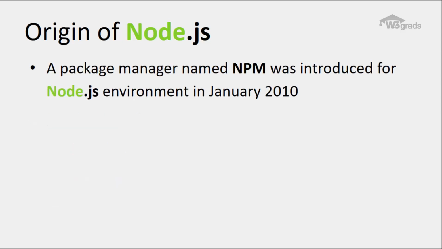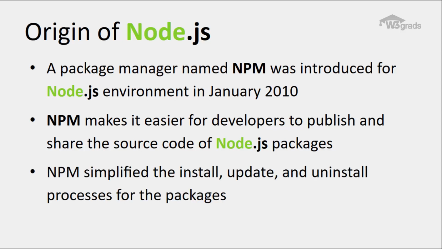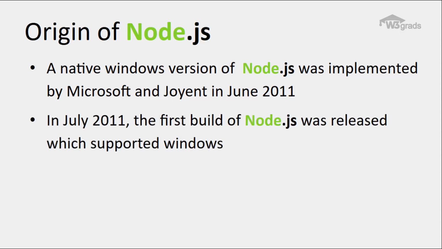In January 2010, a package manager called npm was introduced for the Node.js environment. The package manager makes it easier for programmers to publish and share source code of Node.js packages, and is designed to simplify installation, updating, and uninstallation of packages. In June 2011, Microsoft and Joyent implemented a native Windows version of Node.js. The first Node.js build supporting Windows was released in July 2011.